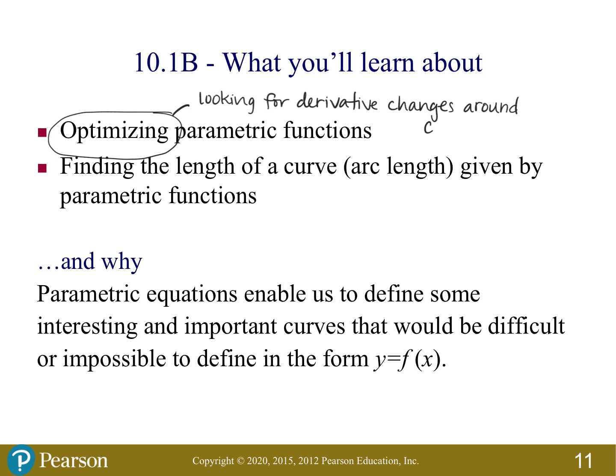around critical points. So we already know how to do that in theory. We're just going to apply it to parametrics. Okay, the critical points we find by setting that derivative equal to both 0 and undefined. That gives you the critical points. And then you check to see what type of change is happening around the critical points, and then that is optimization.